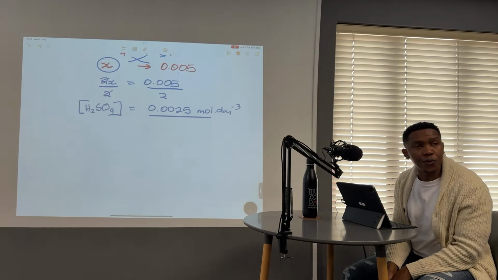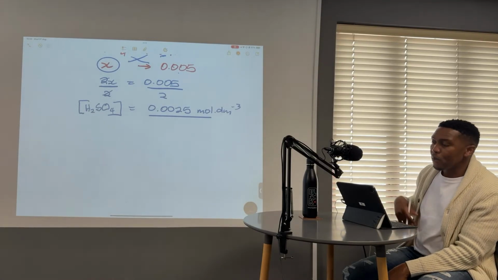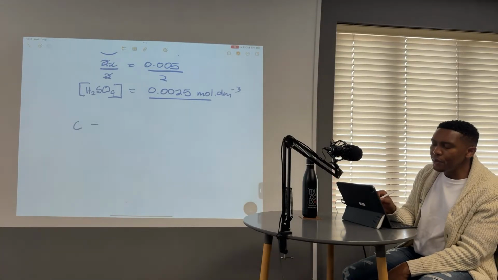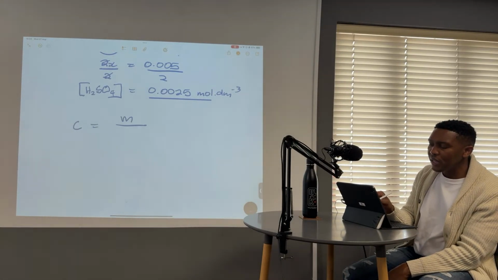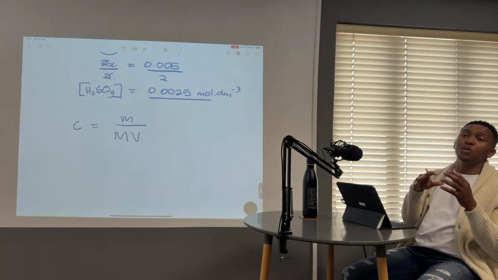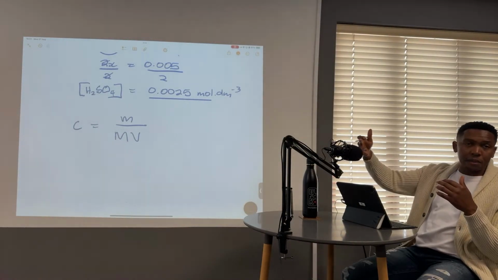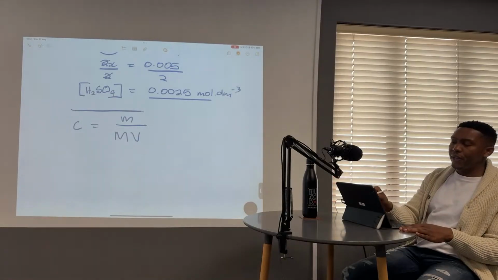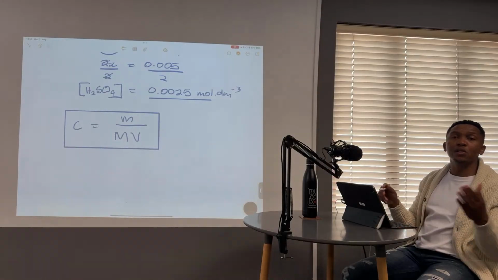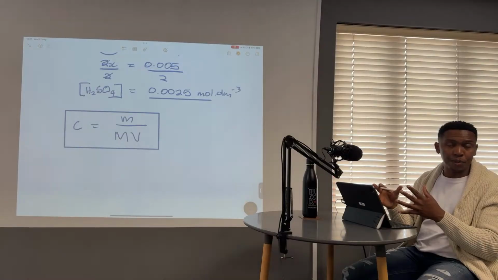But what were we looking for? The mass, right? We're looking for the mass of sulfuric acid. So there's a formula that says concentration is mass over molar mass multiplied by volume. Otherwise, you would have had to calculate number of moles first, right, and then calculate the mass. I prefer this. So whenever you've got concentration and you are looking for the mass, or if you've got mass and you're looking for concentration, this is definitely the formula to use.